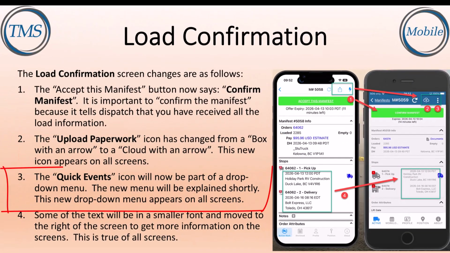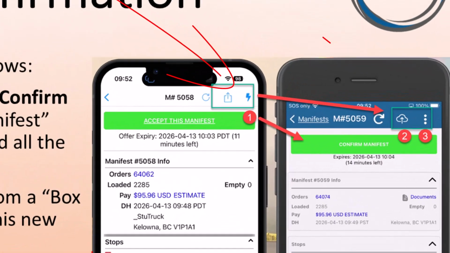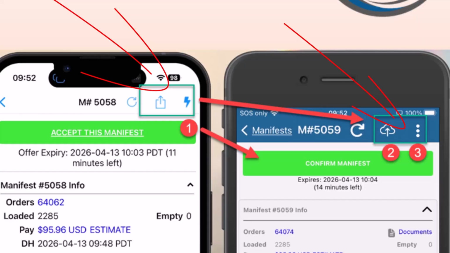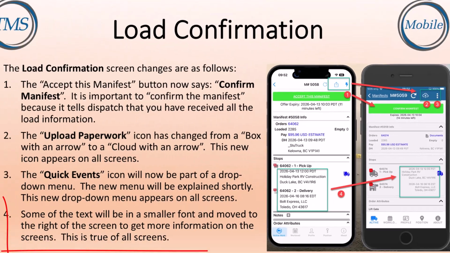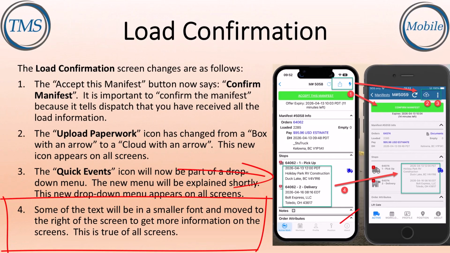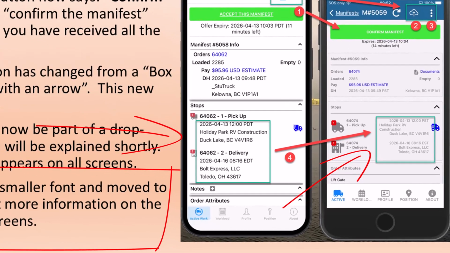Third, the quick events icon will now be part of a drop-down menu. The new menu will be explained shortly. This new drop-down menu appears on all screens. Fourth, some of the text will be in smaller font and move to the right of the screen to get more information on the screens. This is true of all screens.